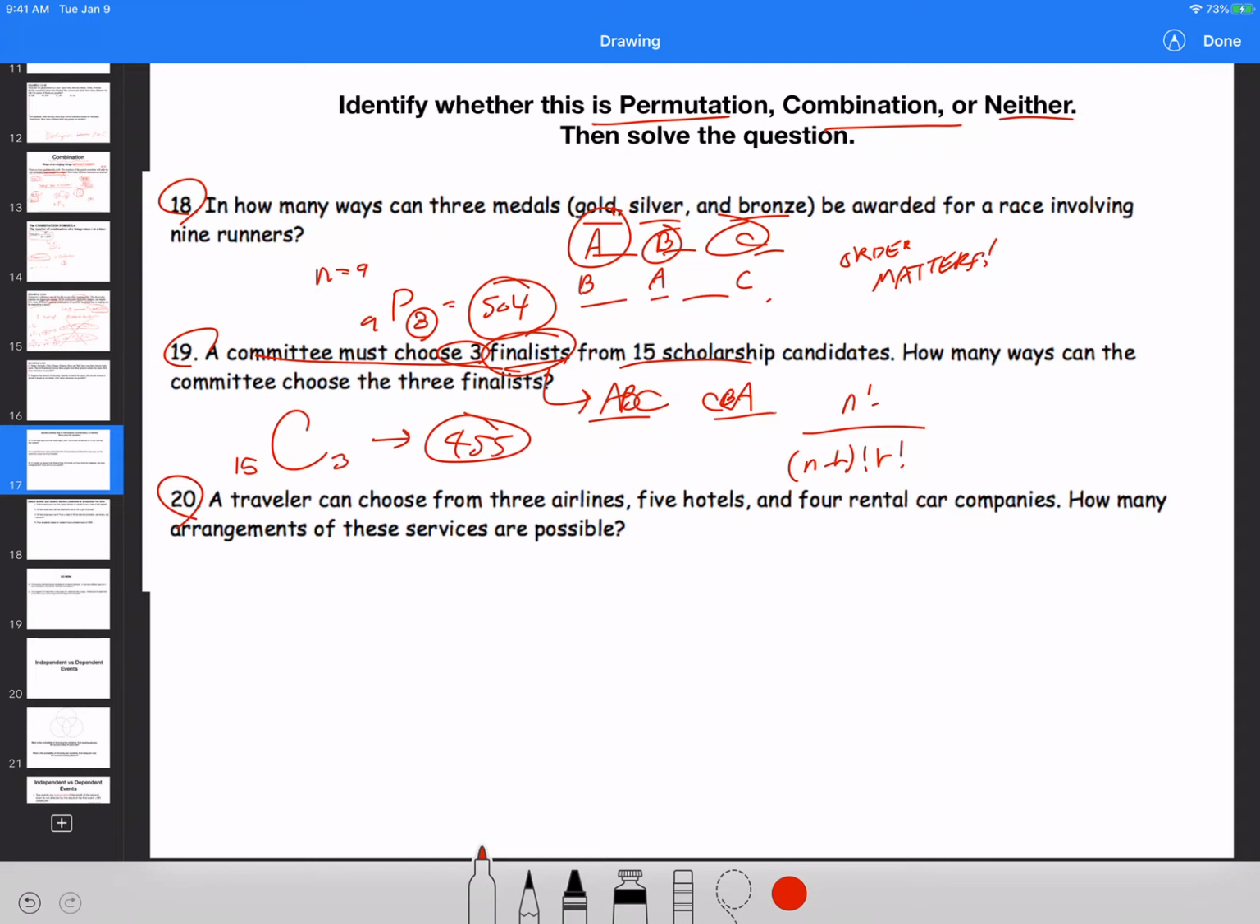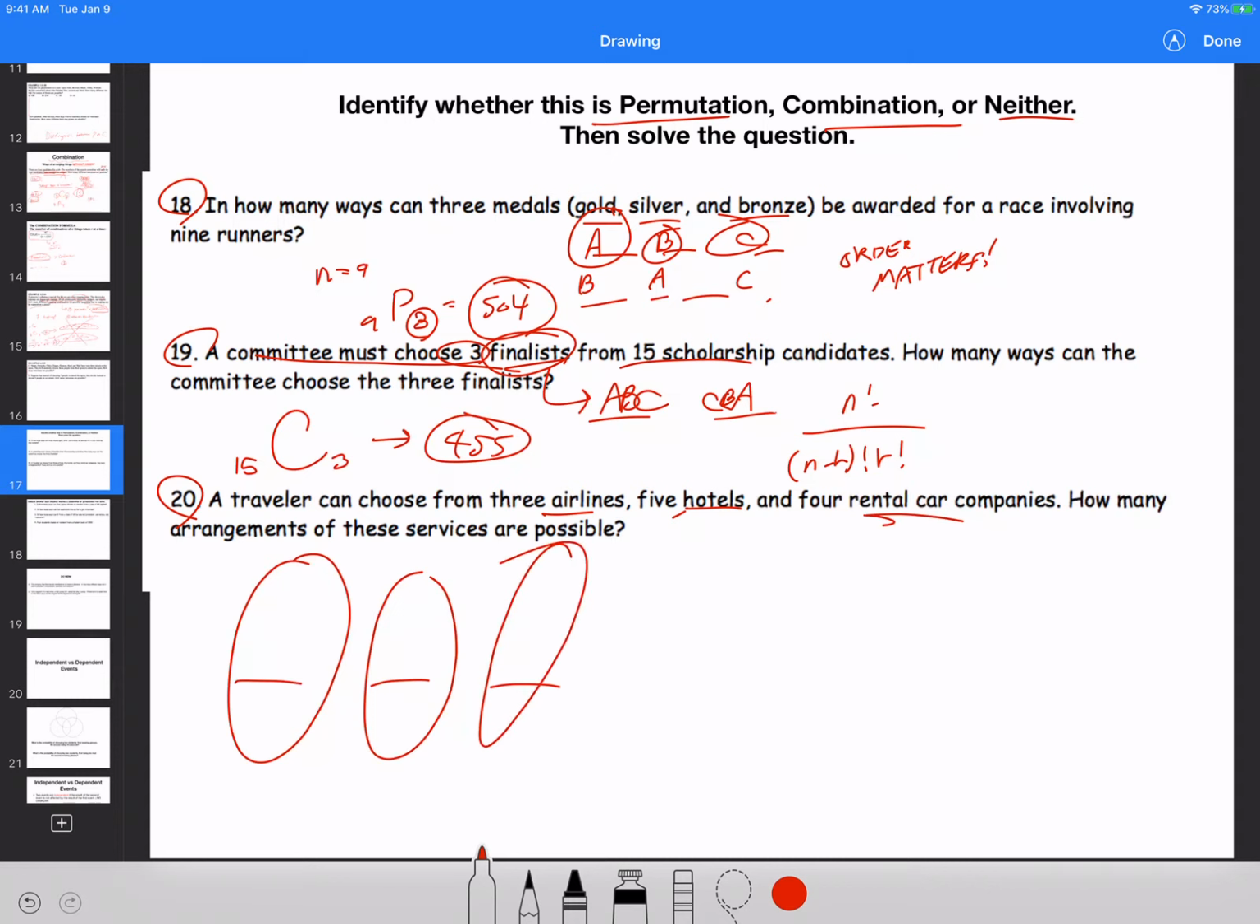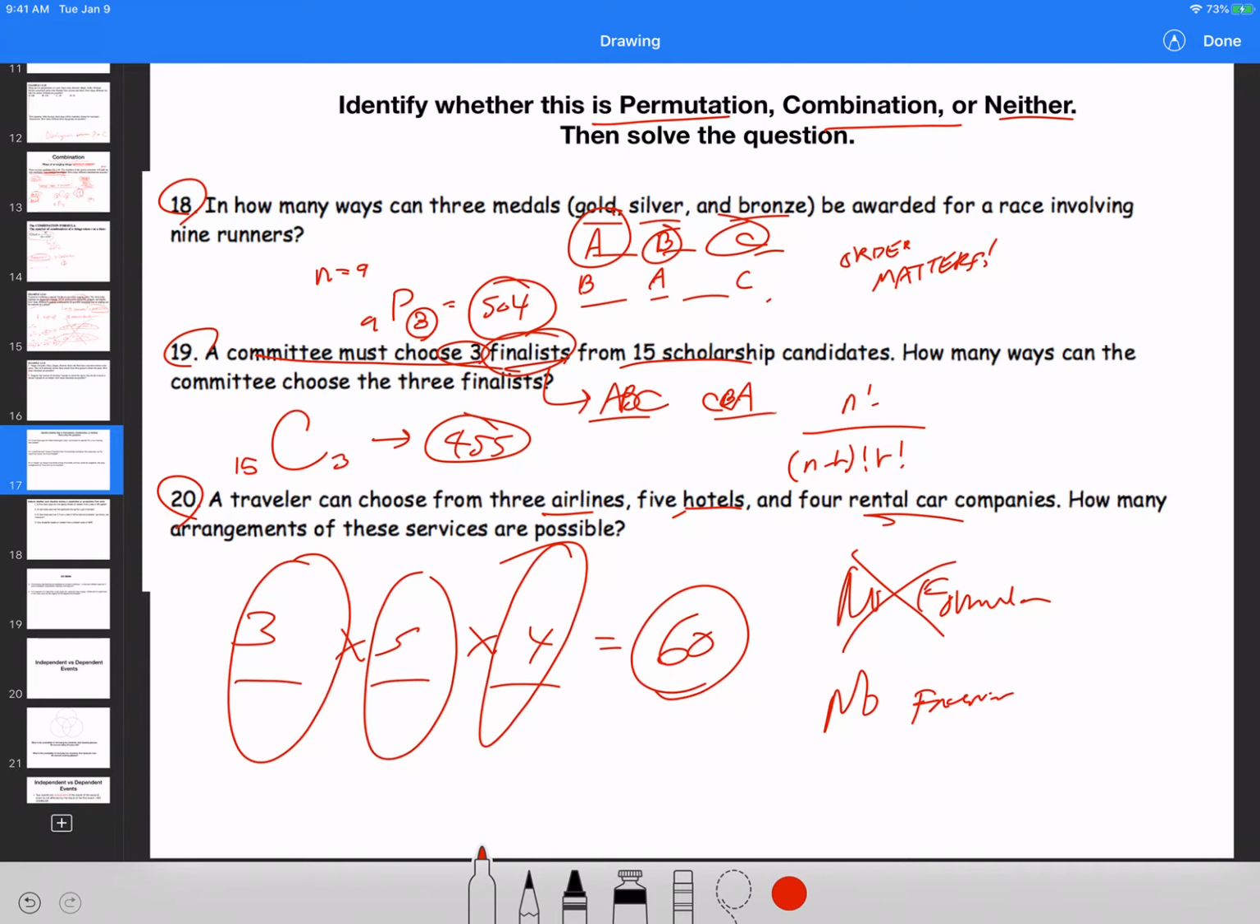Last one, a traveler can choose from 3 airlines, 5 hotels, and 4 rental car companies. How many arrangements of these services are possible? So there are 3 different services to choose from. We have airlines, hotels, and rental cars. We have 3 airlines, 5 hotels, and 4 rental cars. And all you've got to do is just multiply them. It requires no formula, factorials, or anything like that. You're just filling up the blanks here.